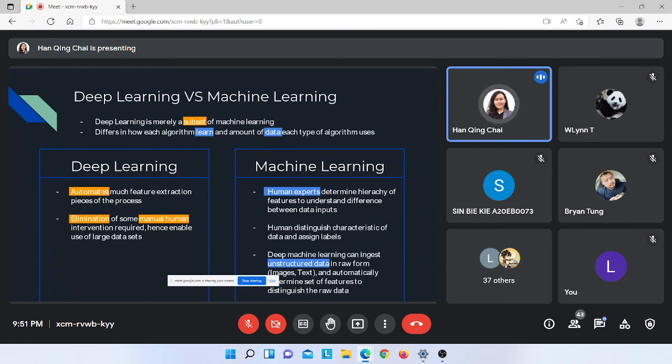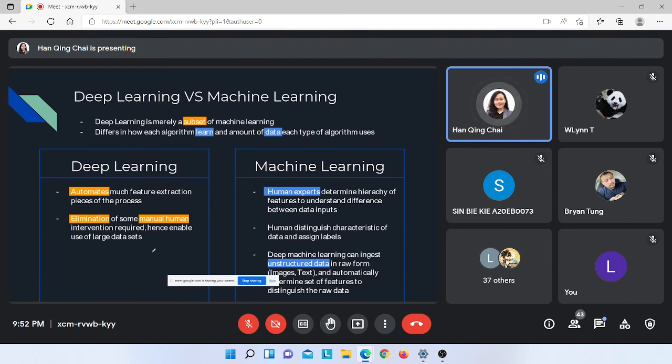Because with deep learning, as we said just now, everything is automated with your machine and the data sets, and it actually eliminates the human intervention required. So we can put in a very large data set and just get the model trained. But machine learning has a difference, because they have different algorithms and the amount of data they use. And to be honest, in organizations in the real world, 80 to 90% of data is actually unstructured. So it is not stored in a database, meaning it doesn't have labels or characteristics to remember.